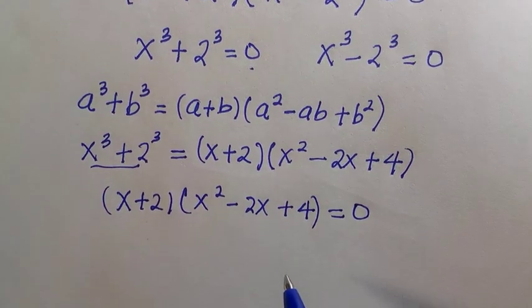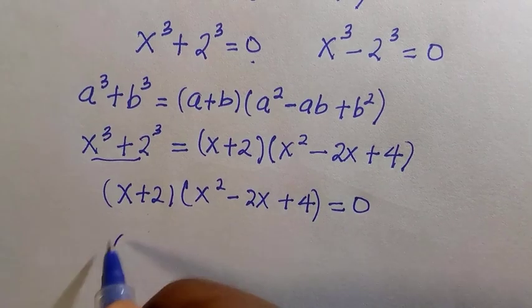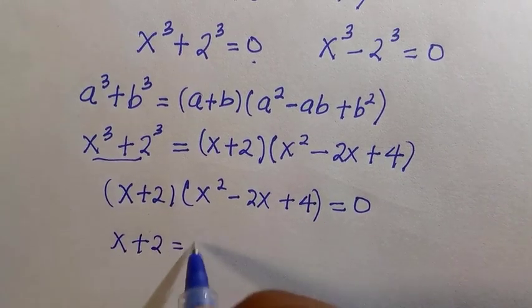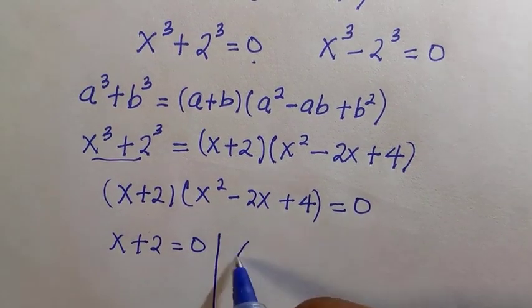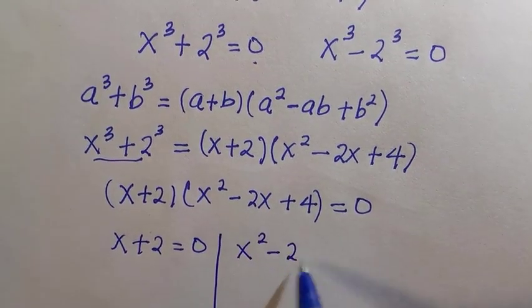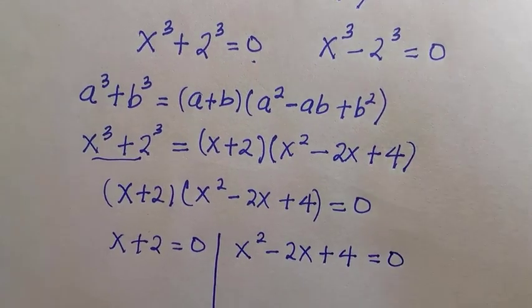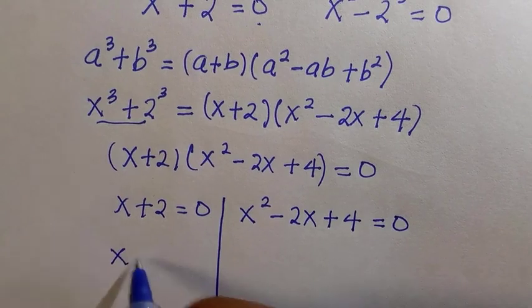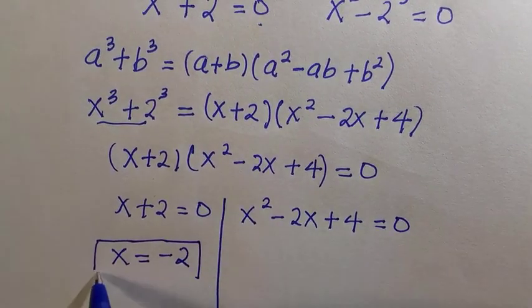So it's either x plus 2 equals 0 or x squared minus 2x plus 4 equals 0. For the first one, x plus 2 equals 0, we know that x equals negative 2, which is one of the roots that we are looking for.